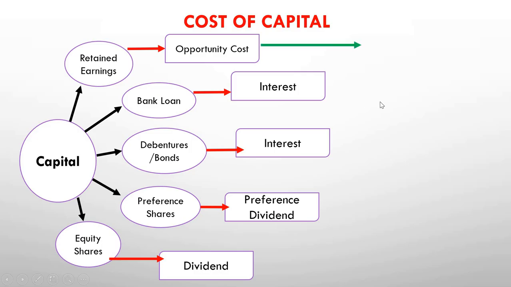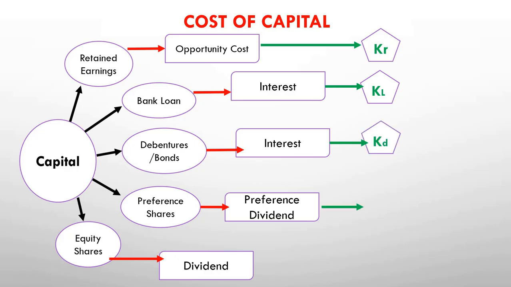So the abbreviation for opportunity cost, I'll be using KR, cost of retained earnings. The abbreviation for cost over here will be K and retained earnings is R. For interest, I'll be using KL. So I can say interest is a cost of borrowing money with the help of a bank loan. So KL will be considered as the cost of the bank loan, which is interest. Similarly, KD will be the cost of borrowing the money from debentures or bonds. KP will be the cost of preference shares, so I can say the preference dividend will be considered as the cost of borrowing the money from preference shares. And KE will be the cost of equity.